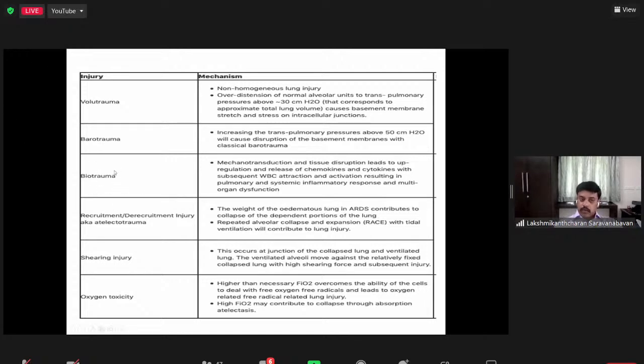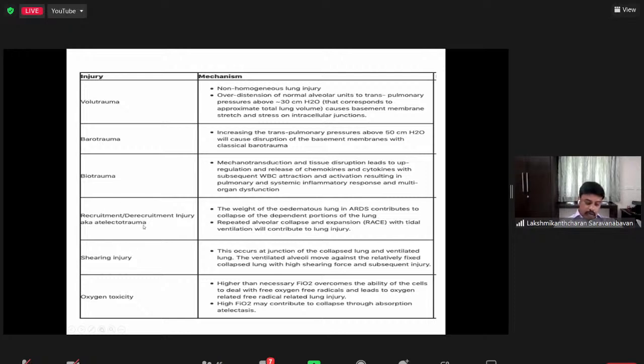Biotrauma: as was mentioned earlier, ARDS is a problem of an inflammatory response, and it causes release of chemokines and cytokines. Recently in the COVID pandemic, it was called a cytokine storm. This cytokine release can worsen the progress of ARDS. So every time you ventilate a patient with ARDS, more non-protective ventilation can cause more release of cytokines and worsening of the basic problem as well.